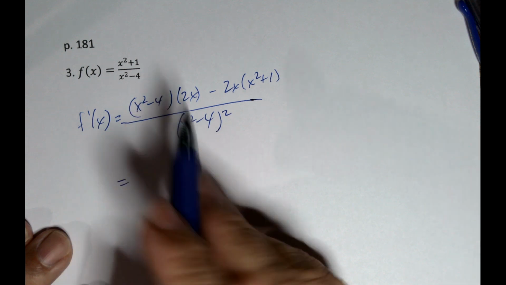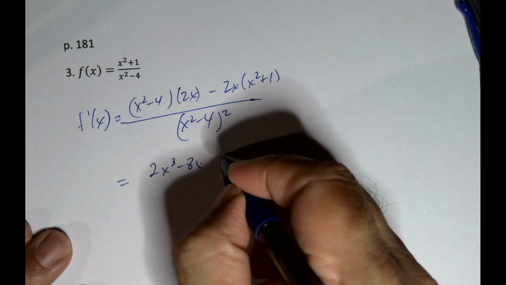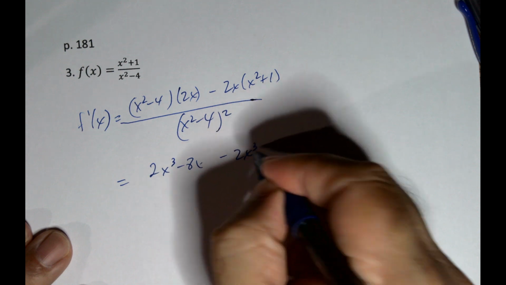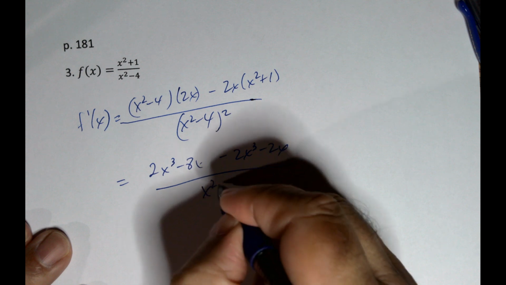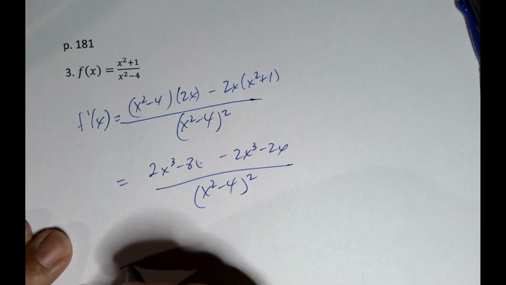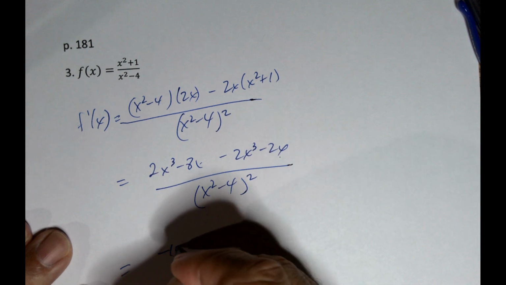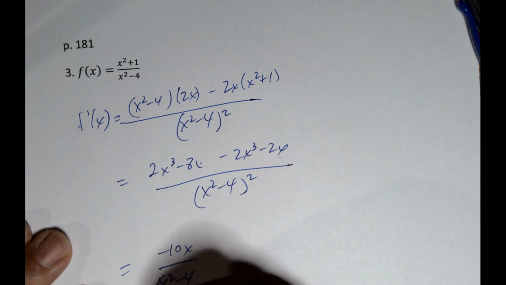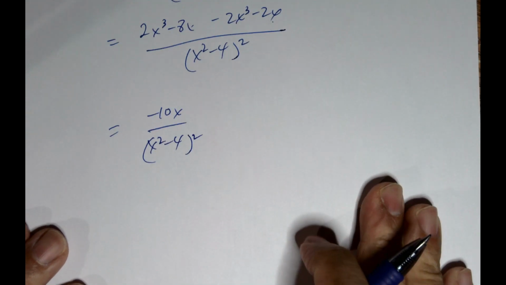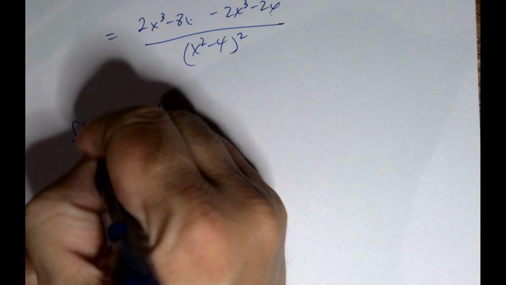Let's multiply that out. So it's 2x cubed minus 8x minus 2x cubed minus 2x, over x squared minus 4 squared. The 2x cubes cancel. Negative 8x minus 2x is negative 10x, over x squared minus 4 squared. All right. That's the first derivative. Now we find the second derivative.